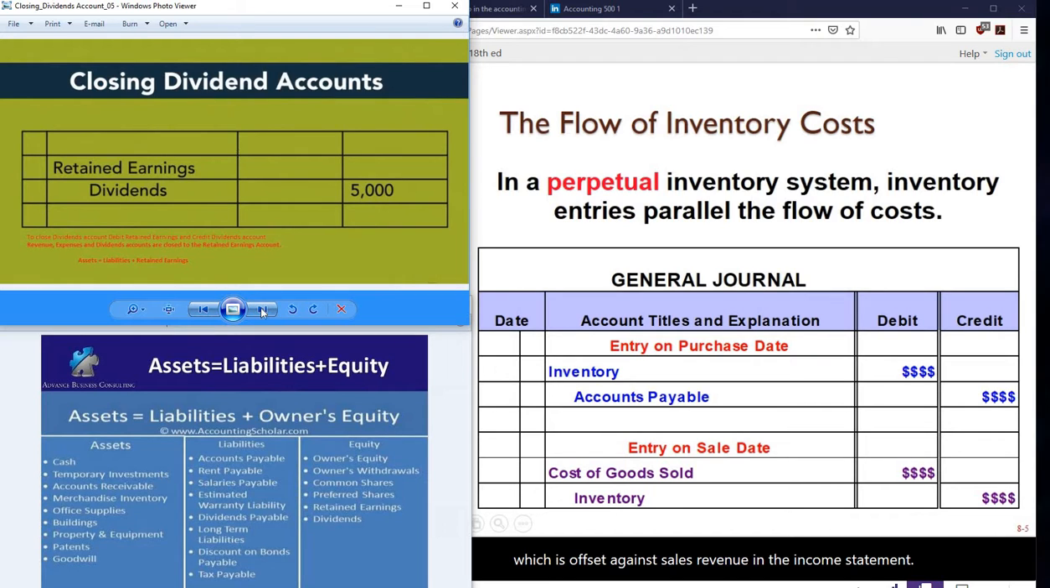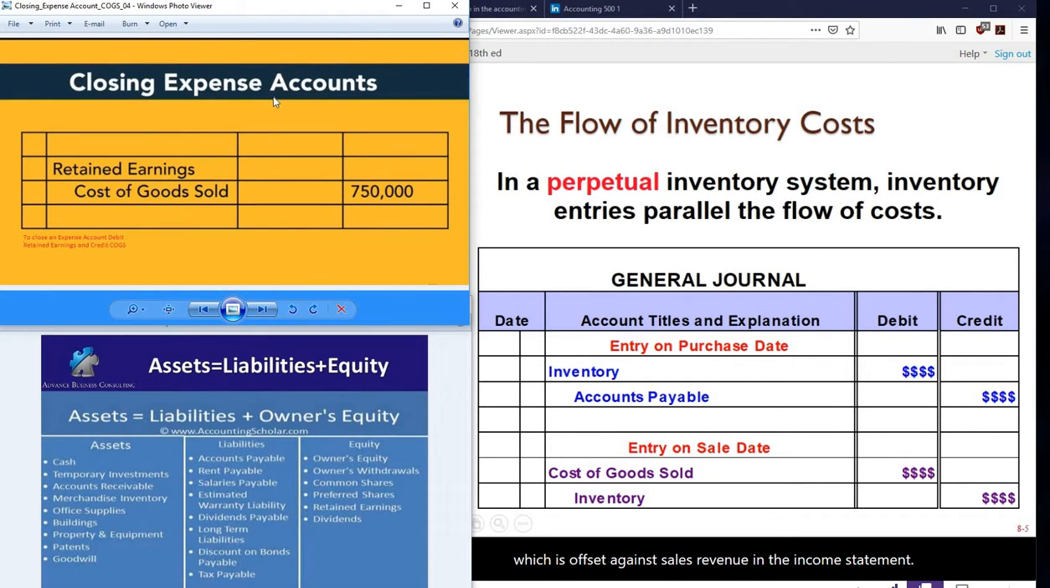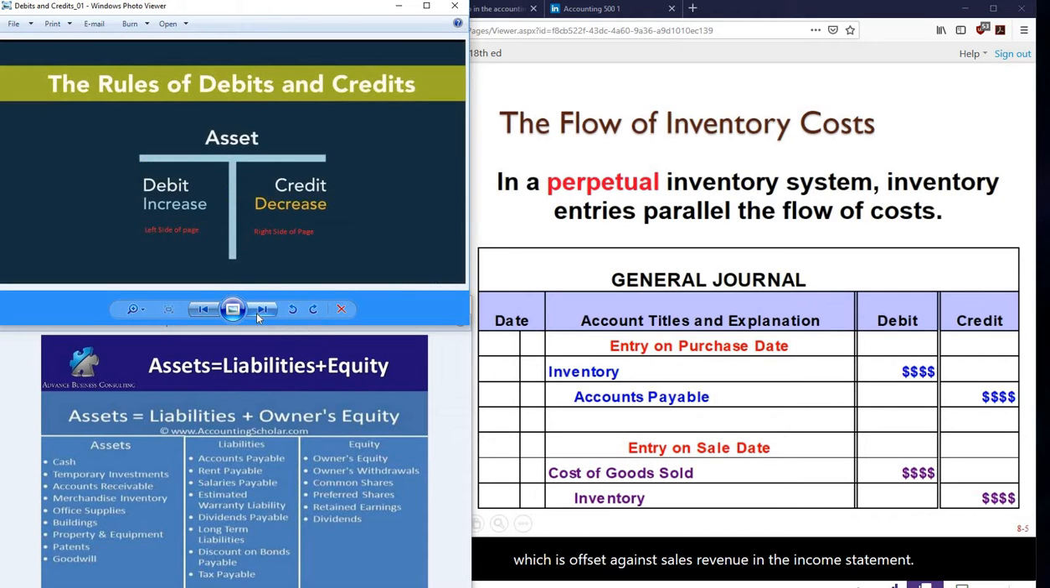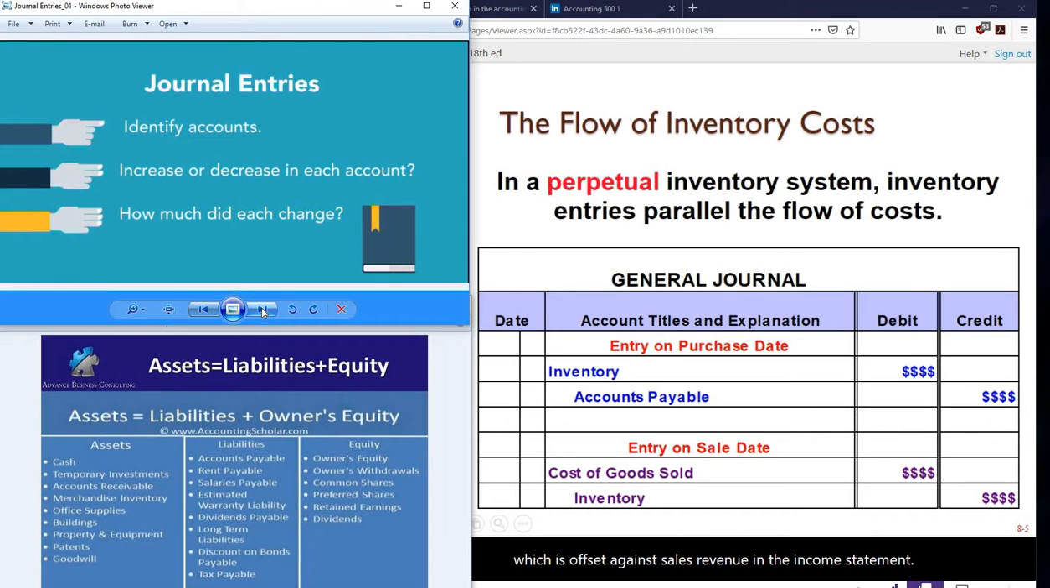So you close a dividend account, you close an expense account, you close a revenue account at the year's end or whatever the fiscal closing is. The rules of debits and credits: debits increase and credits increase, which you saw, a bigger example of that. And again here, the journal entries from here to here, you identify what type of account you're dealing with.